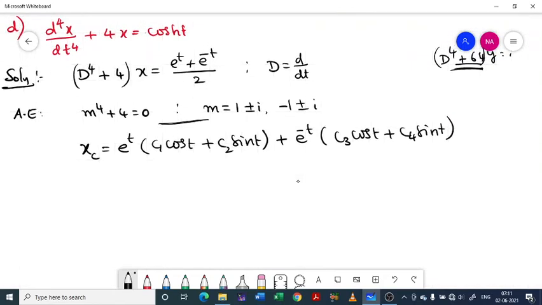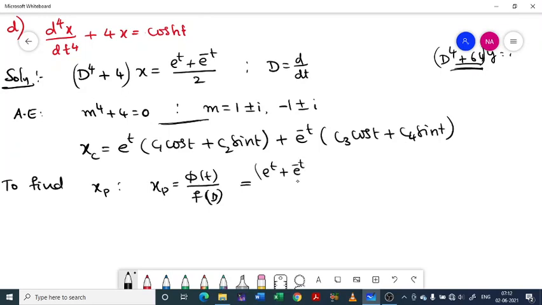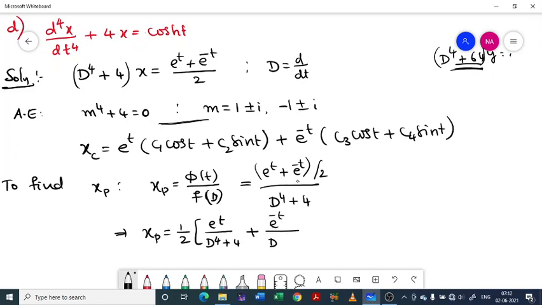Next, to find x_p, the particular integral. x_p equals φ(t) divided by f(D). Now φ(t) means cosh t, that is (eᵗ + e⁻ᵗ) divided by 2, by f(D). f(D) is D⁴ + 4. So x_p equals 1/2, taking it outside, eᵗ/(D⁴ + 4) + e⁻ᵗ/(D⁴ + 4).